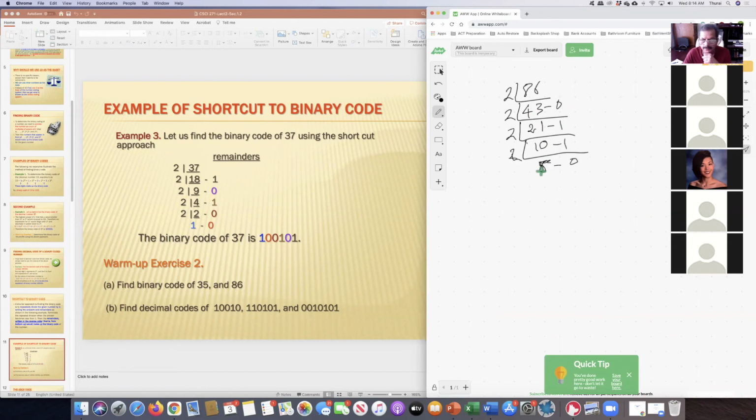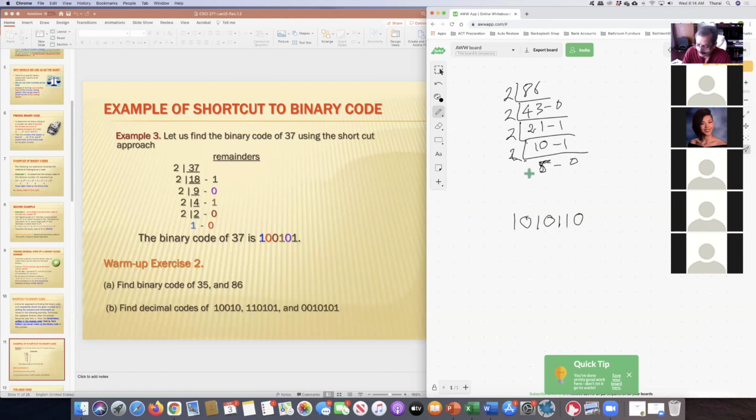Anybody has the code? 1010110. Okay, yes, same thing. All right, I agree. Another one. Okay, very good.